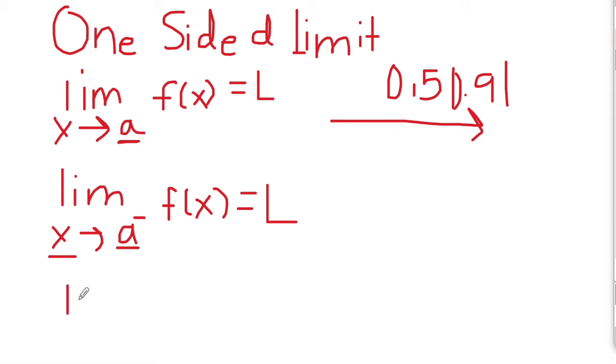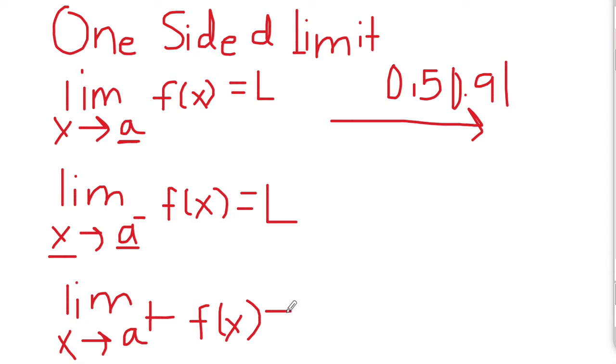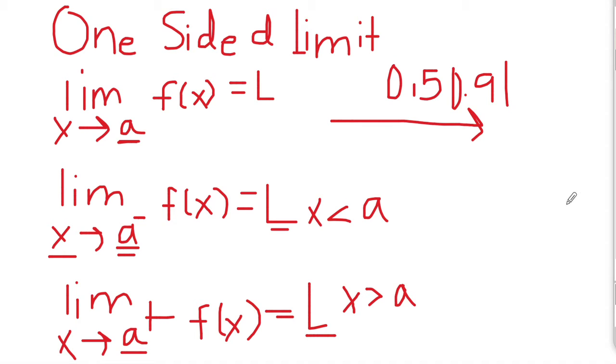And now there's the same thing, except you're going to have another one where x is going to a from the right side. That's why you have a plus instead of a minus, and f of x is going to L. So sometimes in some graphs, if x is approaching a from the left side, you may have a different value than if x is approaching a from the right side. But in some situations, they can be the same, which is a good thing, and there's actually something for that. So this is when x is less than a, because you're approaching it from the left side, and this is when x is greater than a. So that means you're plugging in values that are greater than a to figure out what it's approaching.